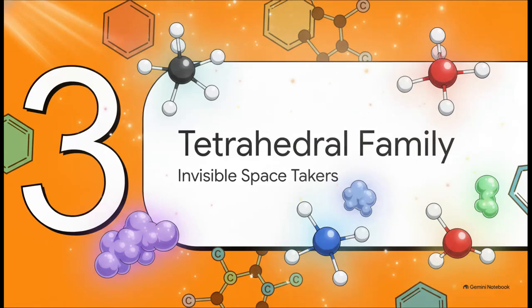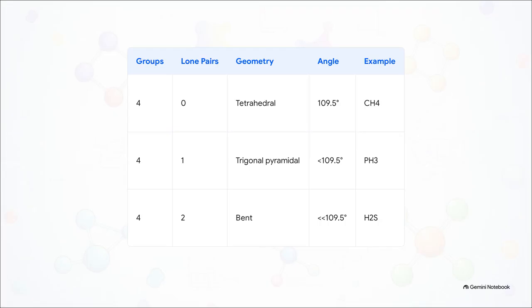Which brings us to Section 3, the tetrahedral family. Meet the invisible space takers. So, all 3 of these molecules share the exact same foundation, a 4-group electron geometry called tetrahedral. But the resulting physical realities? They're wildly different. With 0 lone pairs, we get methane, CH4, the primary component of natural gas. Swap in 1 lone pair, and we get phosphine, PH3, a highly toxic gas. Swap in 2 lone pairs, and we get hydrogen sulfide, H2S, famously known for smelling like rotten eggs. Because the number of invisible space takers changes, the geometry is fundamentally mutated.